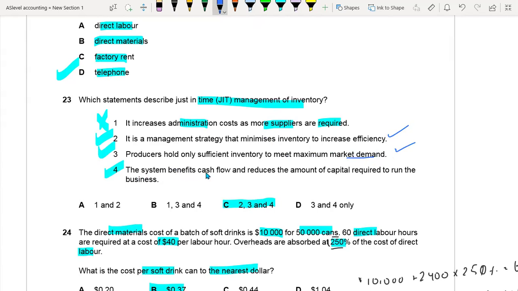In the fourth, the system benefits cash flow and reduces the amount of capital required to run the business. Yes, if you are maintaining JIT, it means that you don't have to put a lot of money into inventory. You don't need to purchase a very high amount of inventory, so your cash will be less tied up in a high level of inventory, and that's how you will have enough capital, and this will give you cash flow benefits. So yes, option 4 is the right option. So C, it means 2, 3, and 4 is the right option.